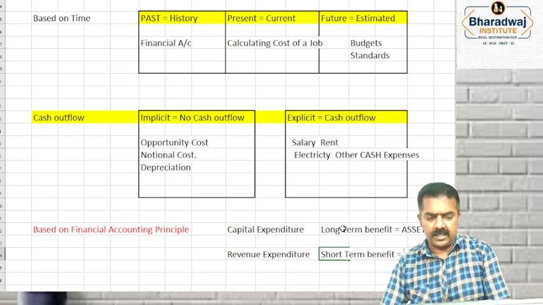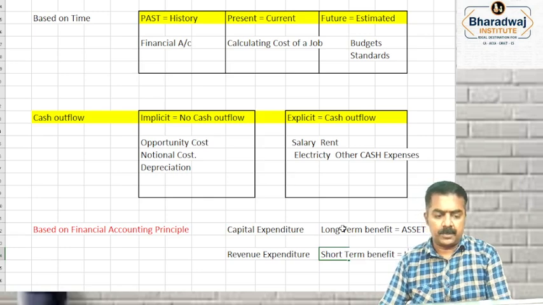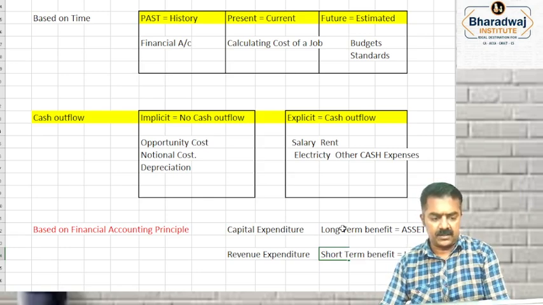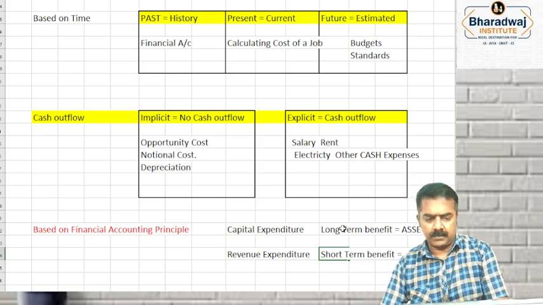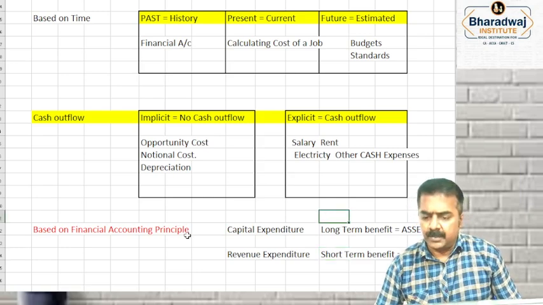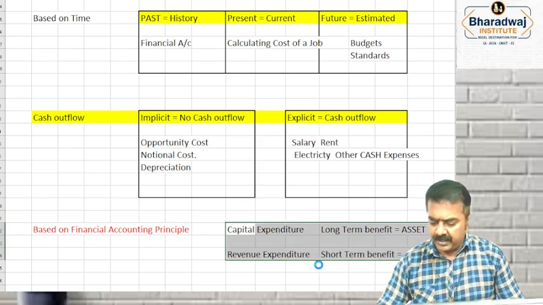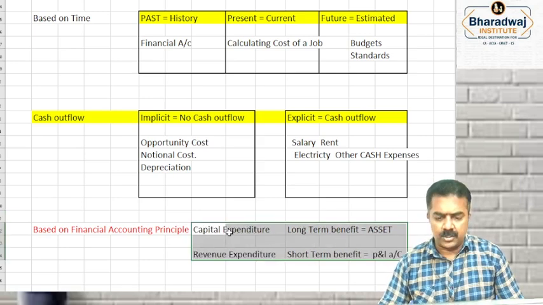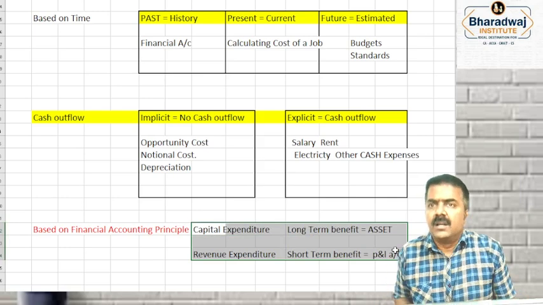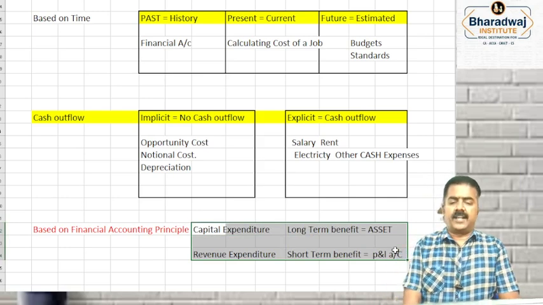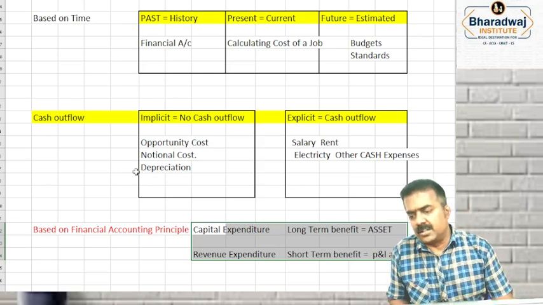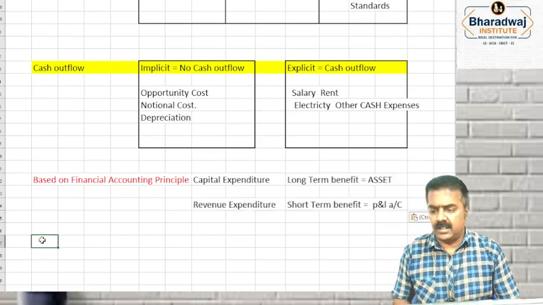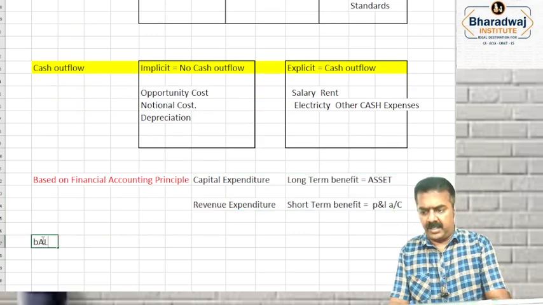We had seen in detail about all these things in the capital revenue class, that is the first class. It is recognized as an expense in P&L. Clear. Based on financial accounting principle, we classify the expenditures or amount spent into capital expenditure and revenue expenditure. Capital expenditure gives us long-term benefit. Revenue expenditure gives us short-term benefit.